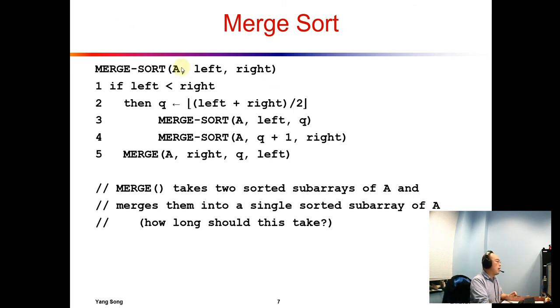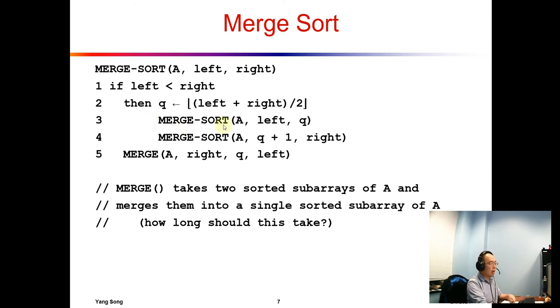A is the list we are going to sort. Left and right are the lower bound and the upper bound of the portion of the list we are sorting. If left is smaller than right, we grab the middle value, which is left plus right, divided by 2. This bracket looks like a square bracket, but it means floor division, so we divide and then take the lower value.